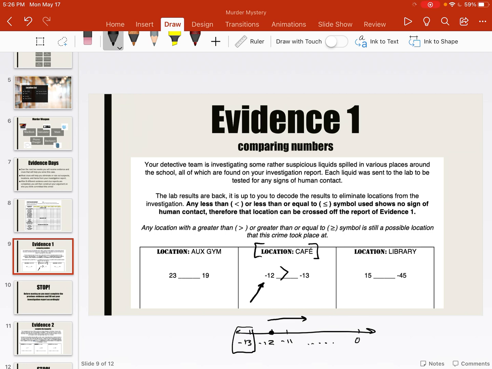So again, what you're going to do is go through and fill in all of your symbols, either greater than or less than. Again, I should go over this, we would read this as negative 12 is greater than negative 13. So any symbol that is less than or equal to can be crossed off your evidence day.